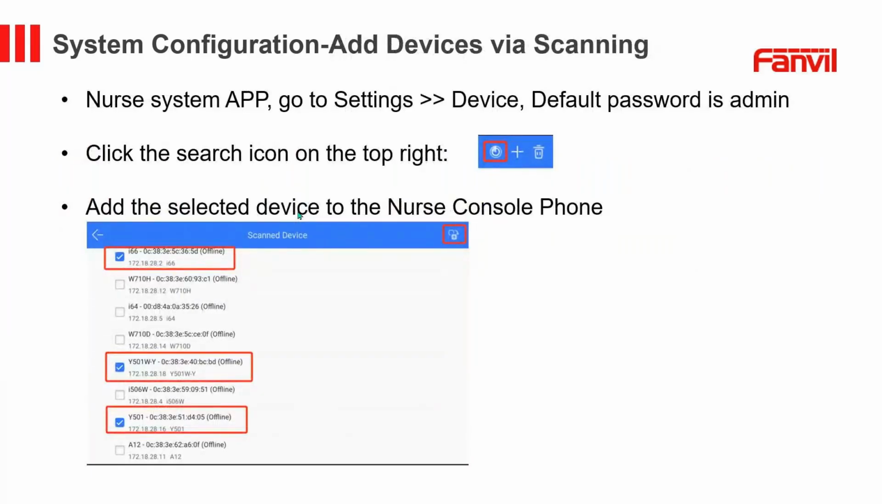You can also add devices via the Nurse System app. So under settings, device, click on the search icon on the top right to scan for the devices here. This will help you add the selected devices to your nurse call system easily.